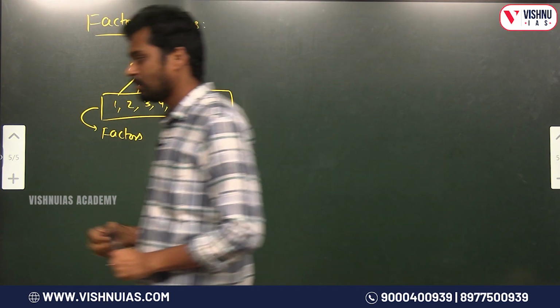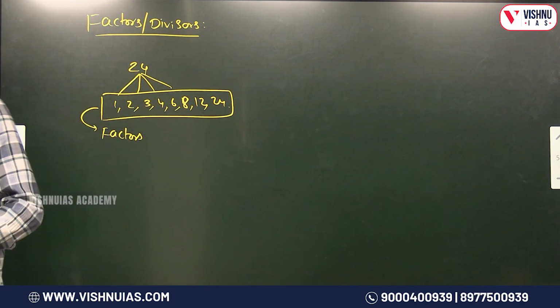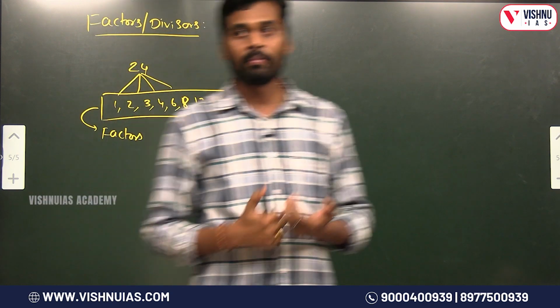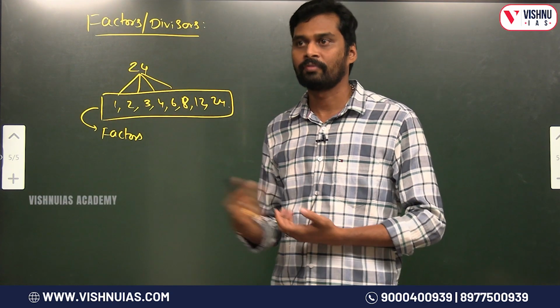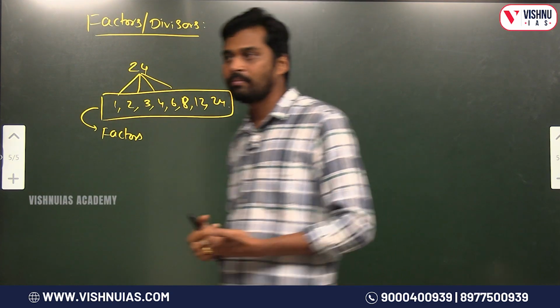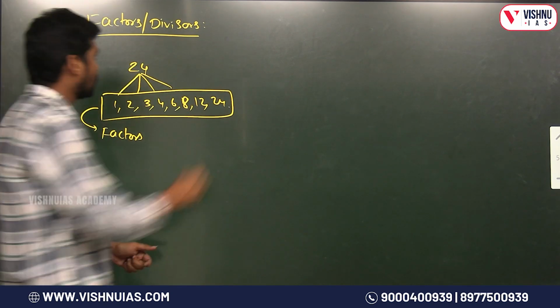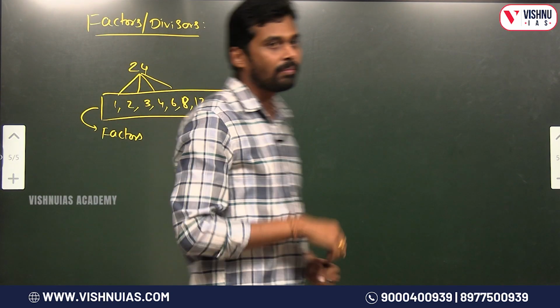Since 24 is a simple, small number, we are able to write all the factors. But suppose I ask you what is the number of factors for 2500? Then you can't write all the factors of the number, right? So now we use a method to find the number of factors.